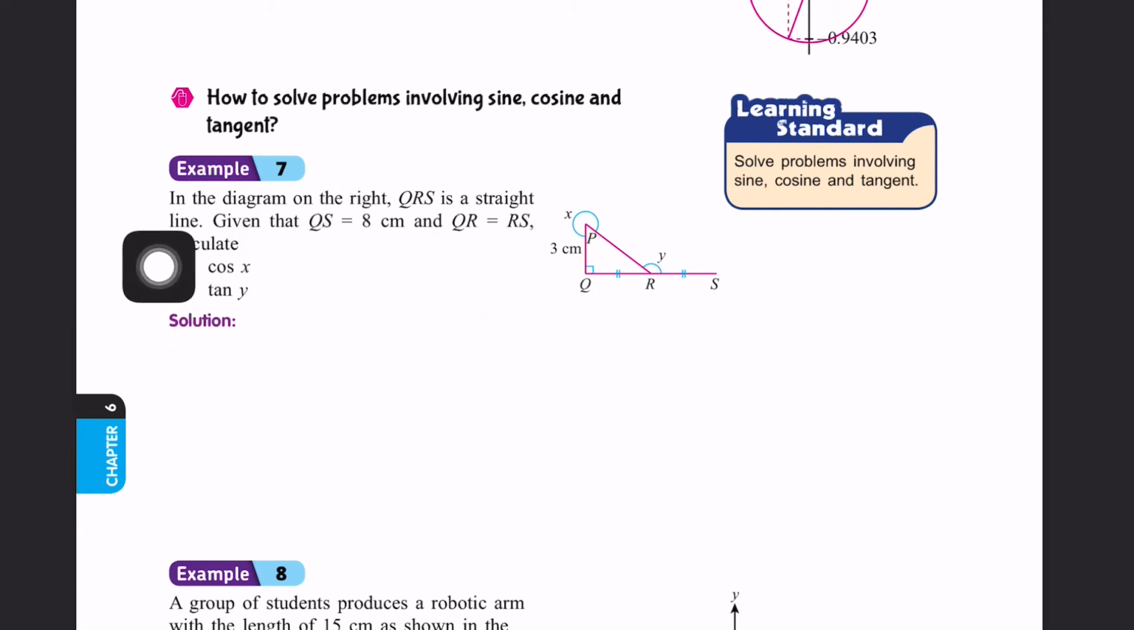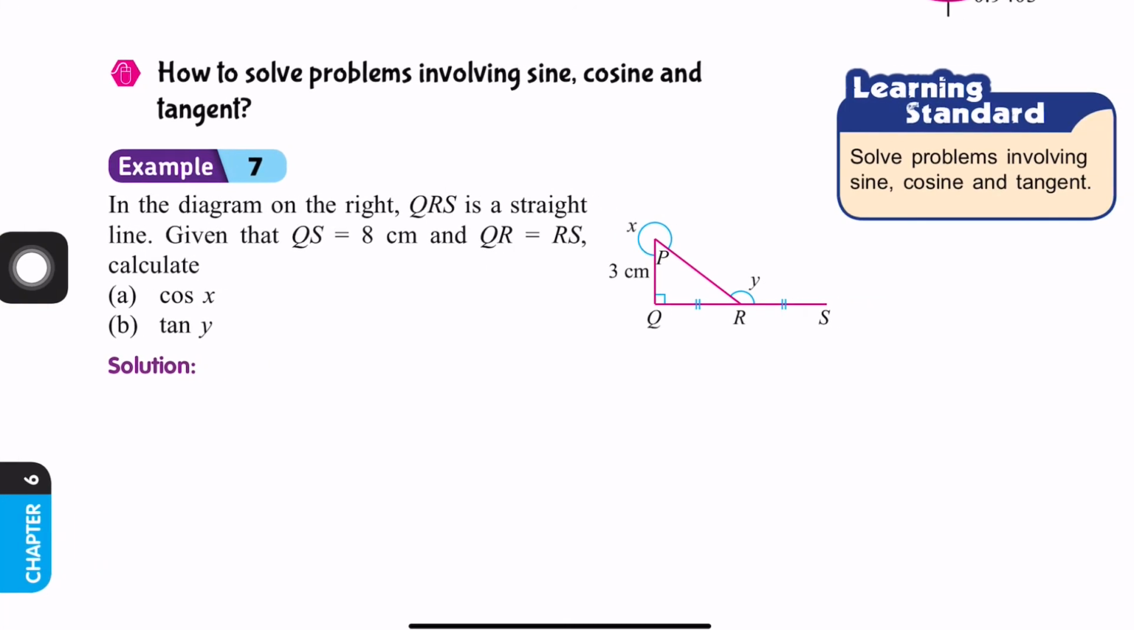Example 7, in the diagram on the right, QRS is a straight line. Given that QS is equals to 8, so we know that 4, 4. And QR is equals to QS. Calculate cos X and tangent Y. Now kalau kita ada 3, 4, sini 5 lah. Okay, now, cos X.